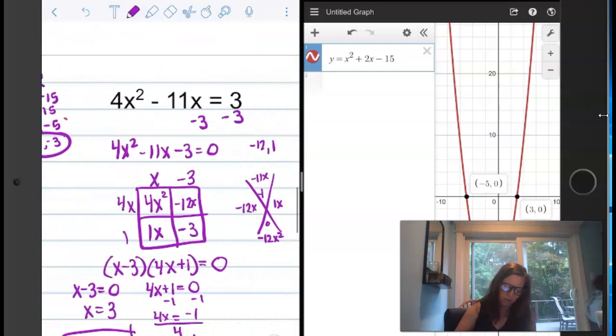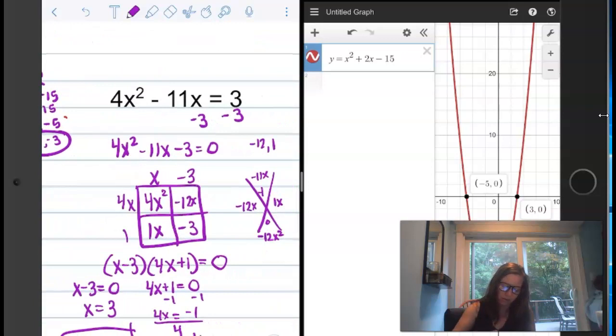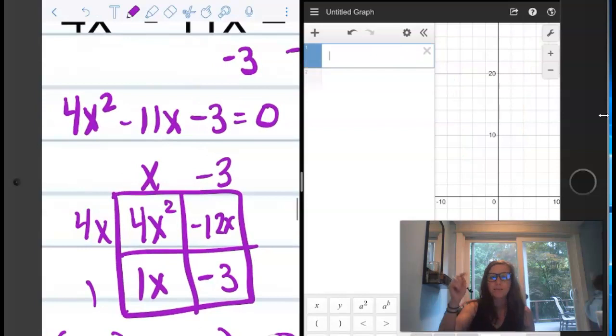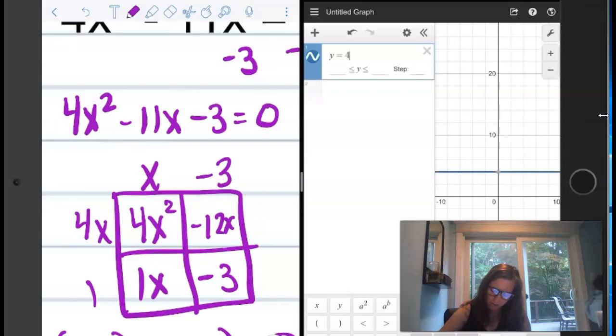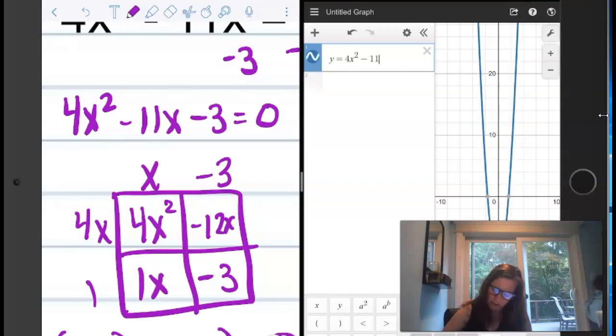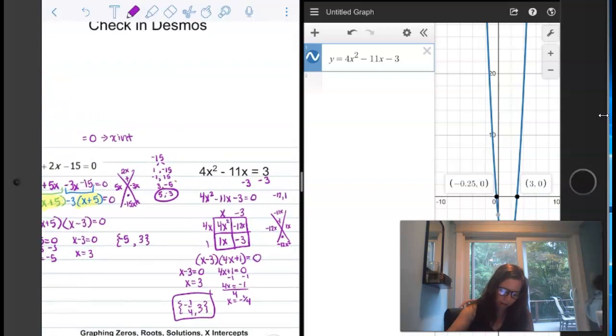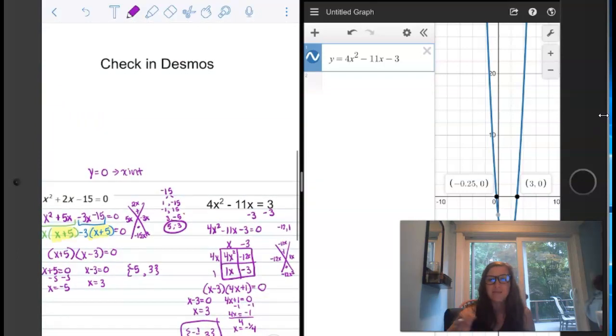So if I go to this problem here, I want to substitute it the same way. I'm going to do y equals, and I'm going to look at that first step that I did where I had to move it to the other side. Y equals 4x squared minus 11x minus 3. And so this one's a little bit trickier because of that decimal, but -0.25, which is just a fourth, and then also 3 is also on there. So that's how you can find it too. You can just graph it and take a look at it, and it checks every time.